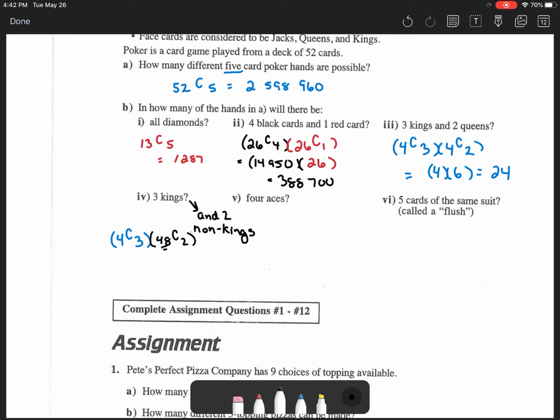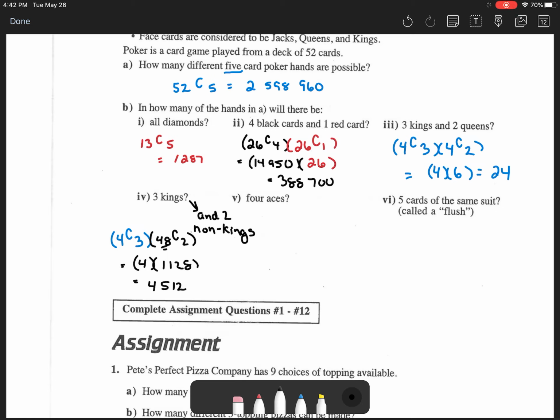So these last 3 are a little trickier. So 4 kings, choose 3 of them. 48 that are not kings, and I choose 2 of those. So then I simply go 4 choose 3. Okay, so 4 choose 3 is 4. Okay, and 48 choose 2 will be 1,128. Okay, multiply those values together, you get 4,512.